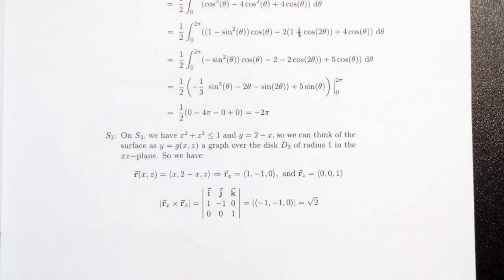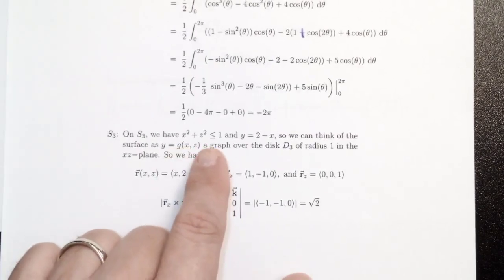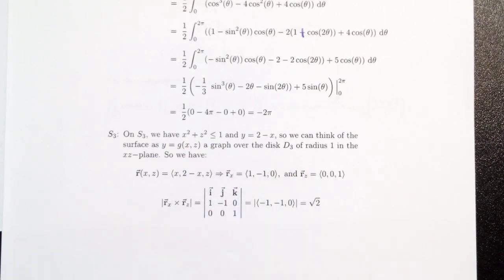On my third surface, I've got an angle. When I think of this surface, that cross product should stick out from that surface somewhere, right? Well, there's the parametrization. Sorry, y equals 2 minus x. I can think of that like it's a function, y equals 2 minus x.